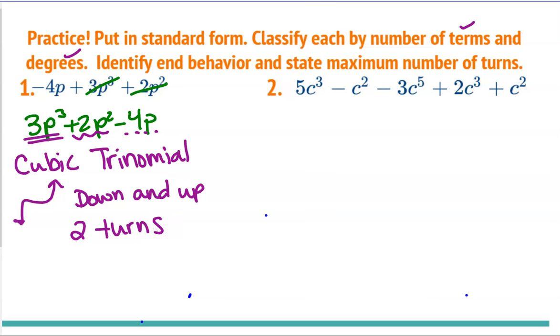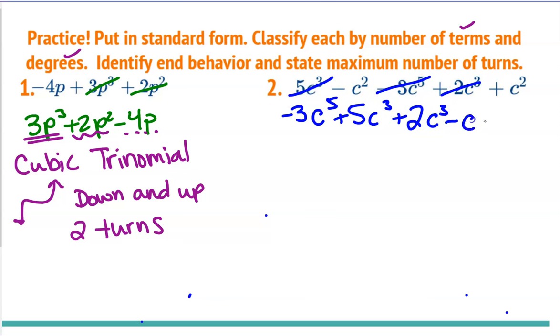All right, number 2. We are not in standard form again. I see degrees 3, 2, 5, 3, and 2. All right, so we know 5 is my highest. That's going to come first. Negative comes with it. So negative 3c to the 5th. Then I see 2 of them with a c cubed, so I'm going to put those next. 5c cubed plus 2c cubed. And then I have 2 pieces, minus c squared and plus c squared.